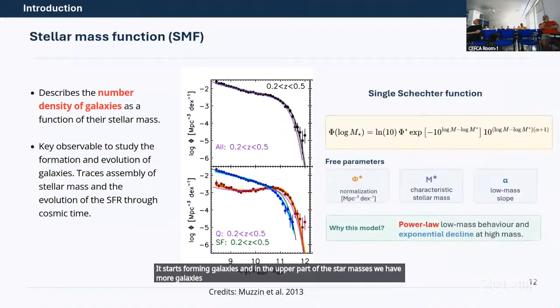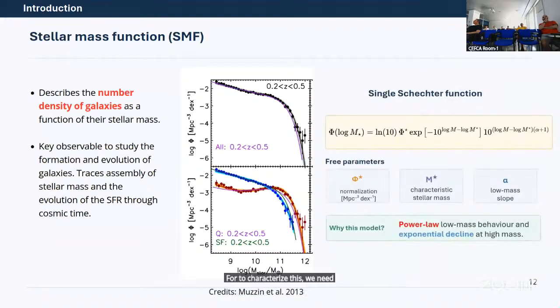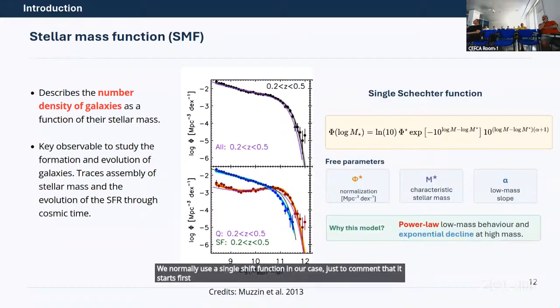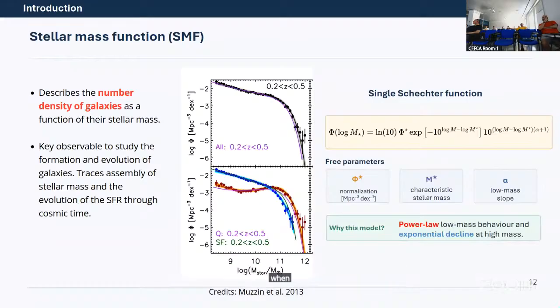To characterize this, we normally use a single Schechter function. In our case, just to comment that it's characterized by three parameters. Basically, the characteristic stellar mass is where it passes from the power-law behavior to the exponential decline, basically this region, and also the low-mass slope that tells us the slope of the low-mass stellar mass function, and tells us if we have more or fewer galaxies in the population.